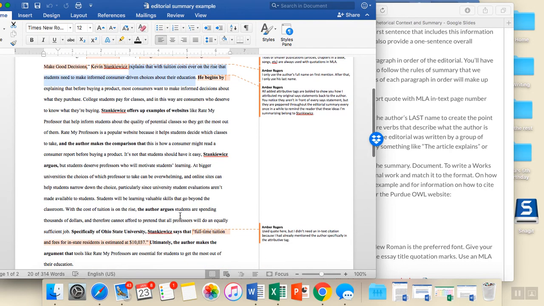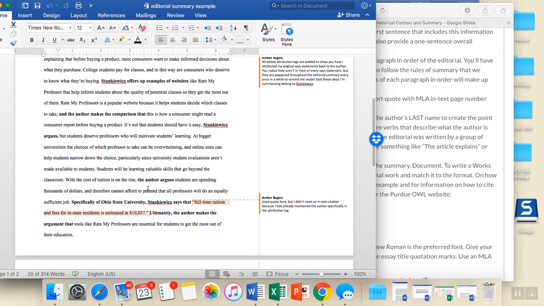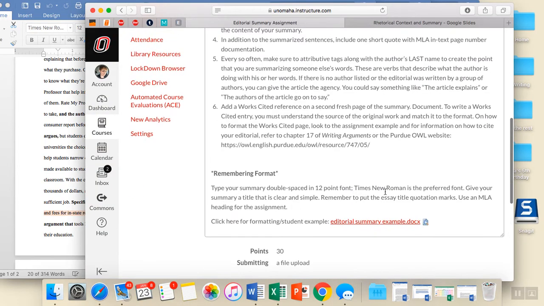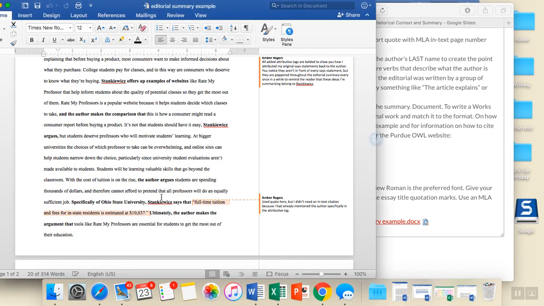The last couple things I want you to do with the editorial summary is I want to see if you can pick a quote from your article and include it in the editorial summary. And again, the assignment asks you and knows how to do this. But essentially, I want to see if you can set up a quote in MLA formatting. So you notice here I picked full-time tuition and fees for in-state residents. It's estimated at $10,000. So I have an attributive tag still, because always before a quote we need to have an attributive tag, something that introduces or sets up the quote. We don't want just the quote by itself.